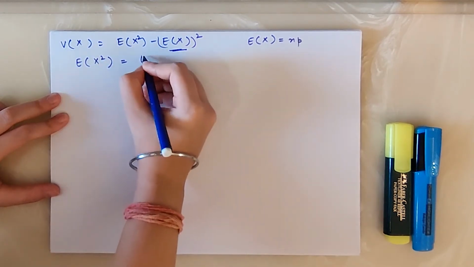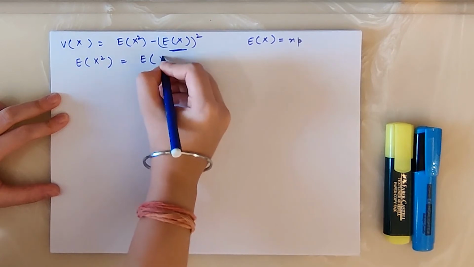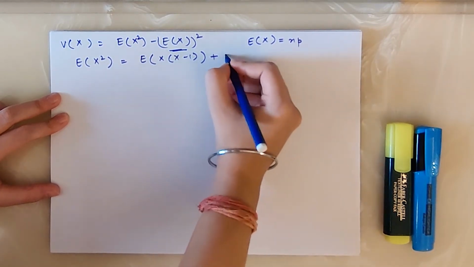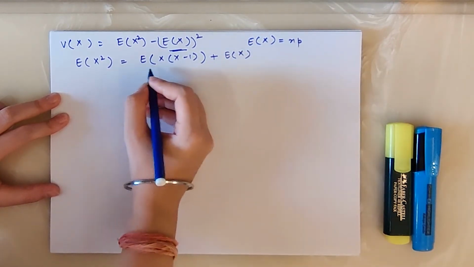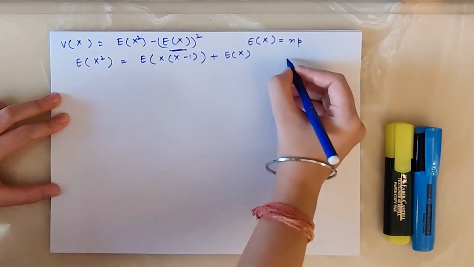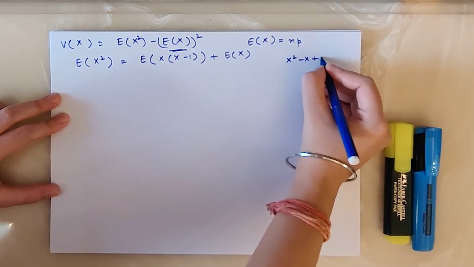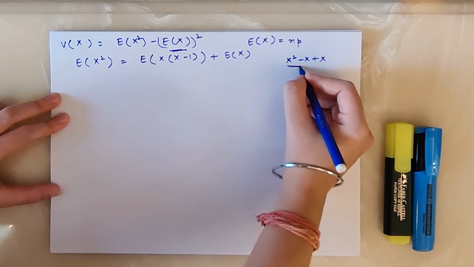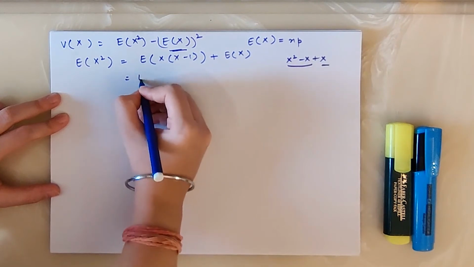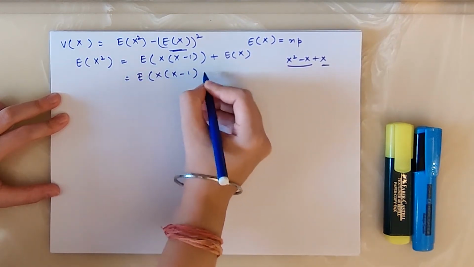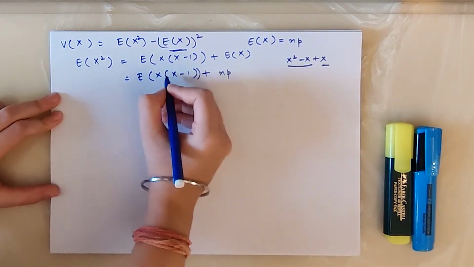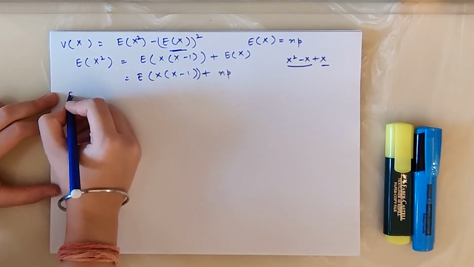So our expectation of x square can also be written as expectation of x into x minus 1 plus expectation of x. Now expectation of x square can also be written like this, since x square minus x plus x, and then we are just taking expectation of these two separately. Now we already know that expectation of x is np, right? And then let's calculate this particular expectation.